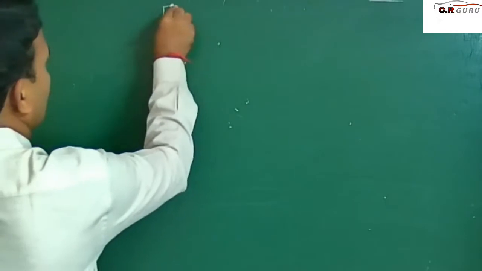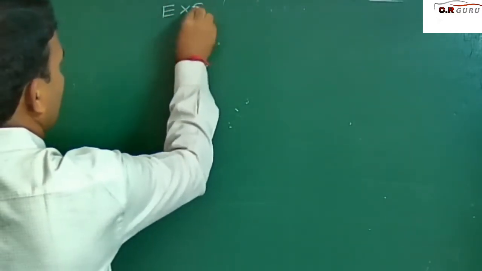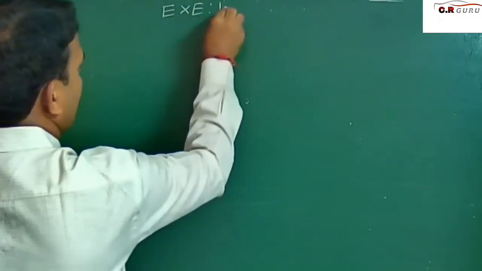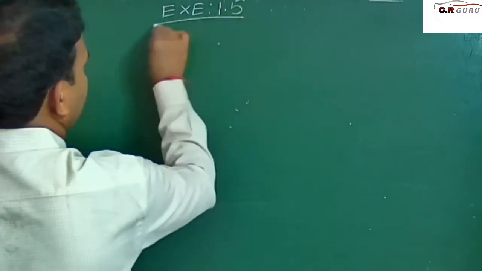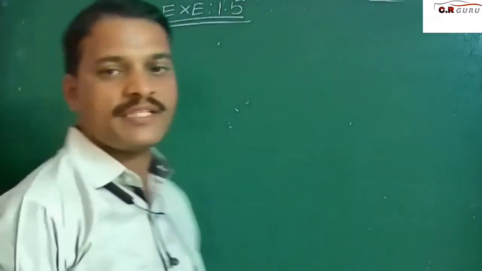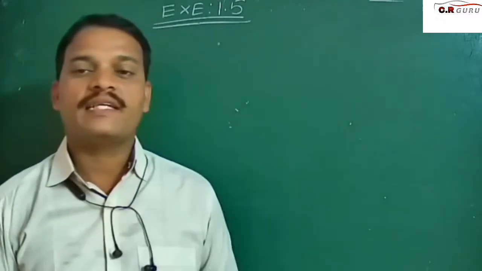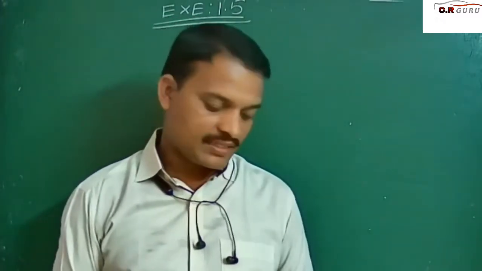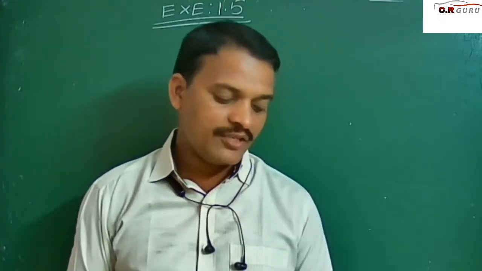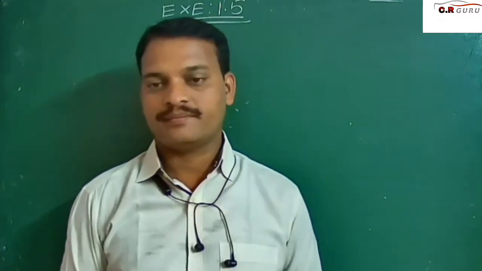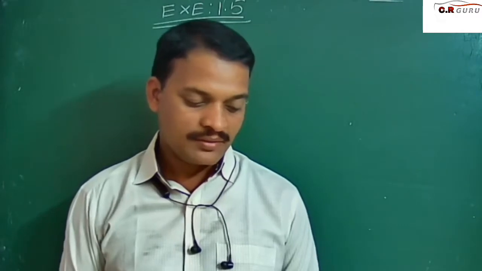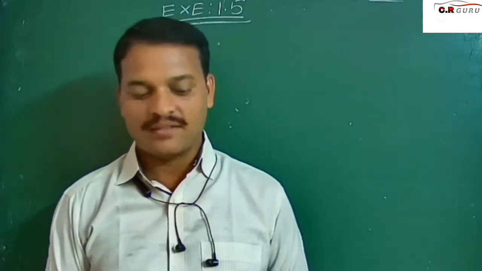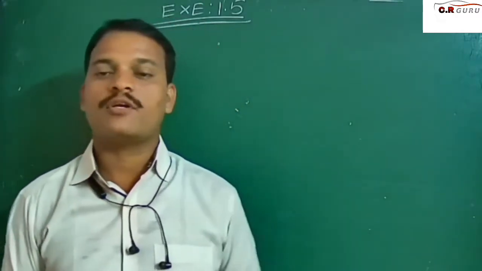Now my topic is logarithms, SSC textbook, exercise 1.5. I want to explain it to you. In exercise 1.5, the first Roman sums are: determine the value of the following. Overall there are 9 sums, and I want to explain all 9 sums to you.